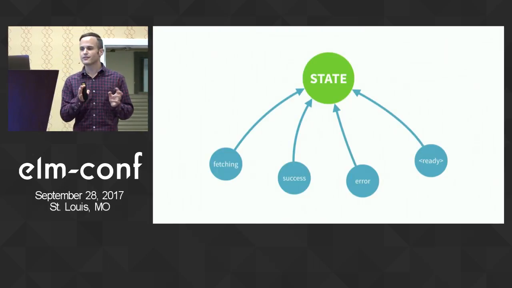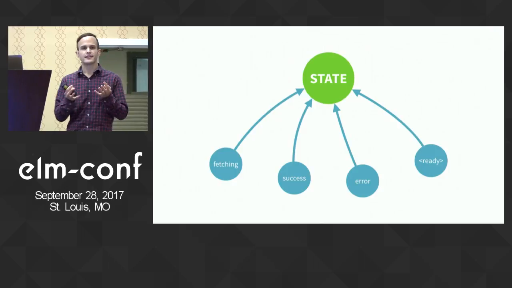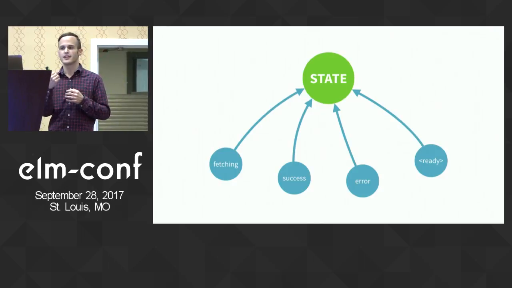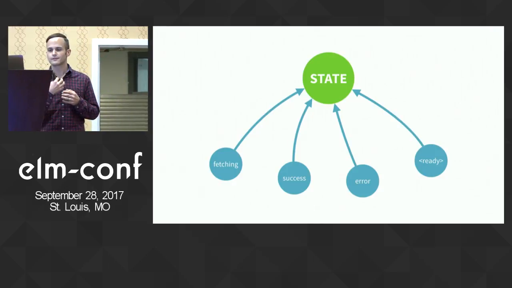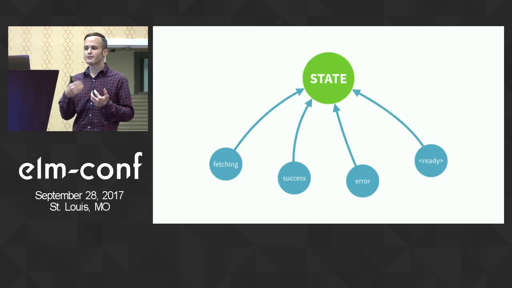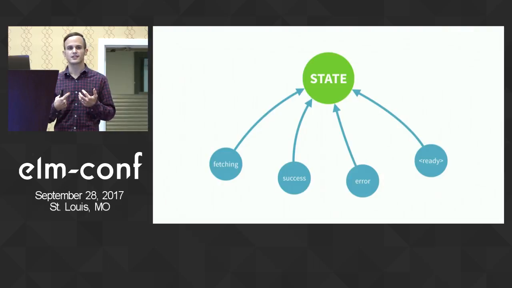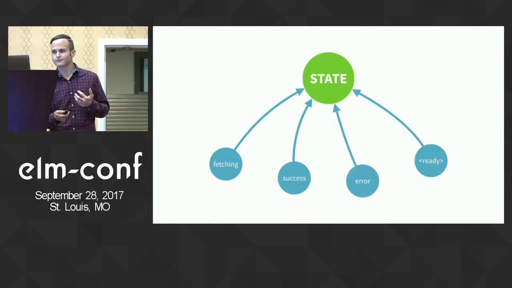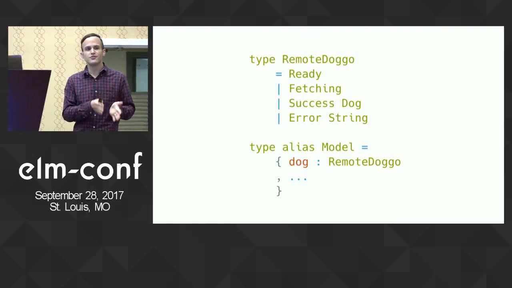So recall, we identified 4 disjoint states that sort of make up what is the overall state of our remote dog. Since we are really in only one state at a time, why can't we fix our model to enforce this through the compiler? We can use union types to accomplish this too.